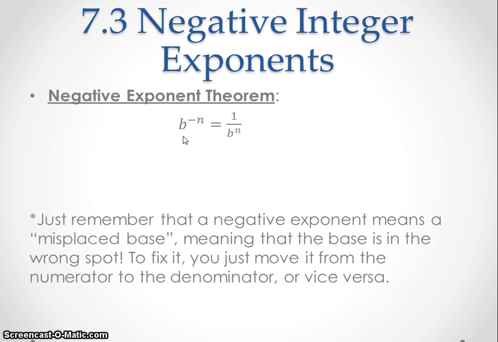So it started off in the numerator and ended up in the denominator, and vice versa. So just remember, instead of trying to remember the 1 over business, just remember that a negative exponent means a misplaced base, meaning that the base is in the wrong spot. To fix it, you just move it from the numerator to the denominator, or vice versa. So let's see how that actually works in the next example.